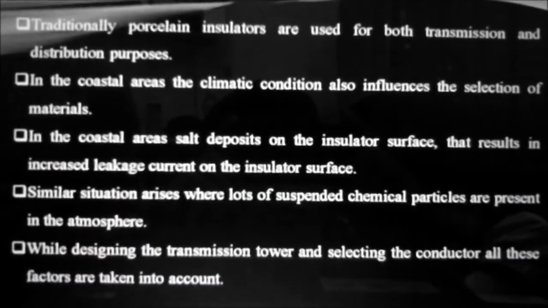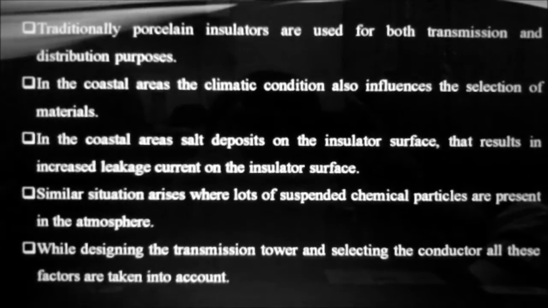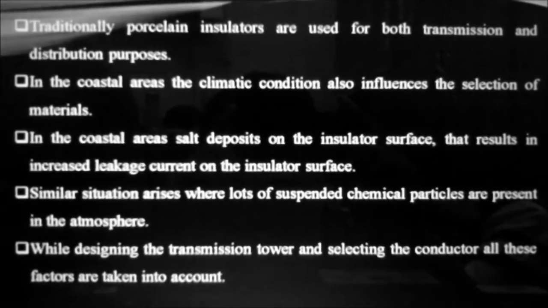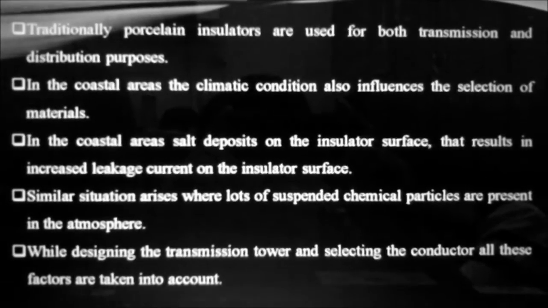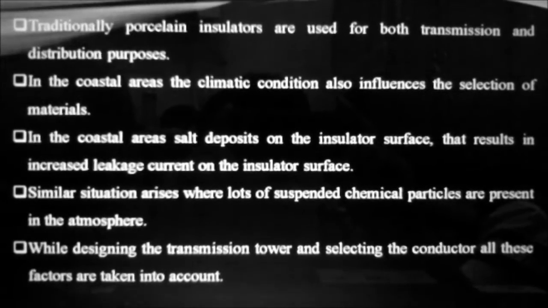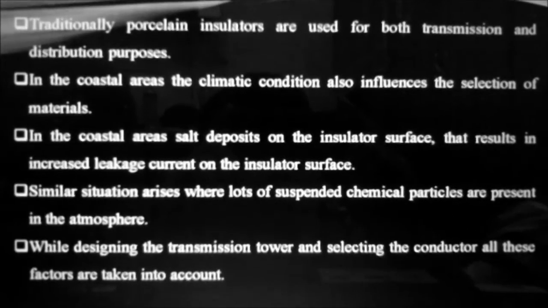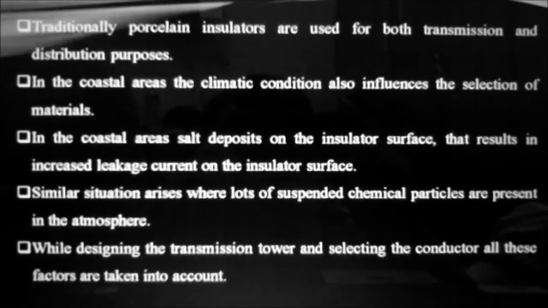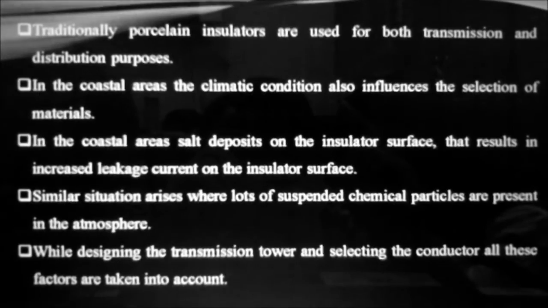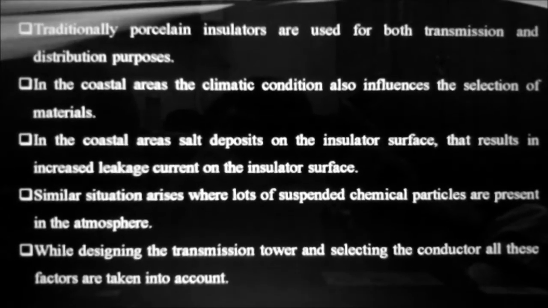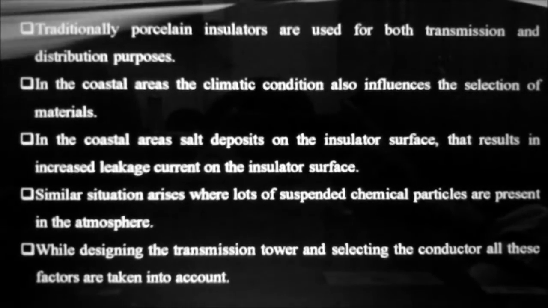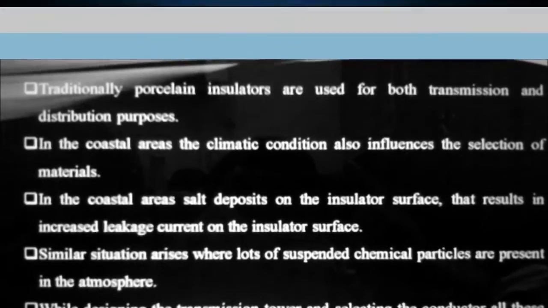For the next point, in the coastal area, the climatic condition also influences the selection of material. In the coastal area, salt deposits on the insulator surface. This results in increased leakage current on the insulator surface. A similar situation arises where lots of suspended chemical particles are present in the atmosphere. While designing the transmission tower and selecting the conductor, all these factors are taken into account.